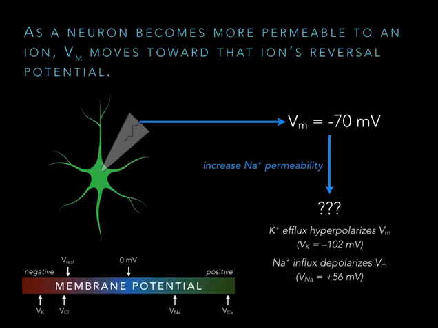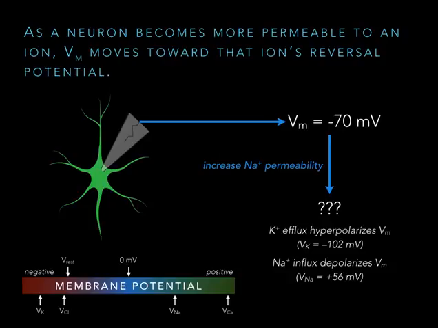For example, if we increase our calcium permeability, that could bring us up above positive 56 millivolts and then bring us toward the reversal of calcium. When we increase our chloride permeability, that will give us a very slight hyperpolarization. It'll make us a little more negative.